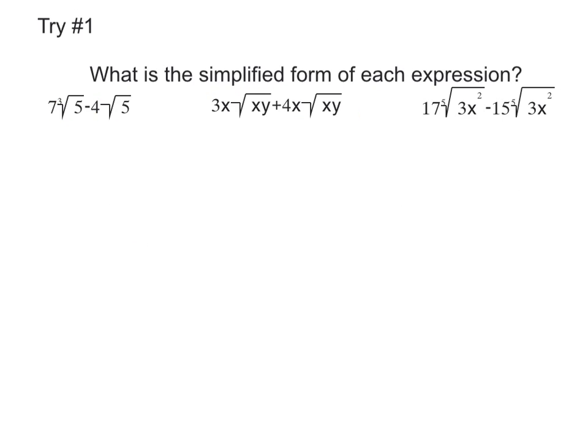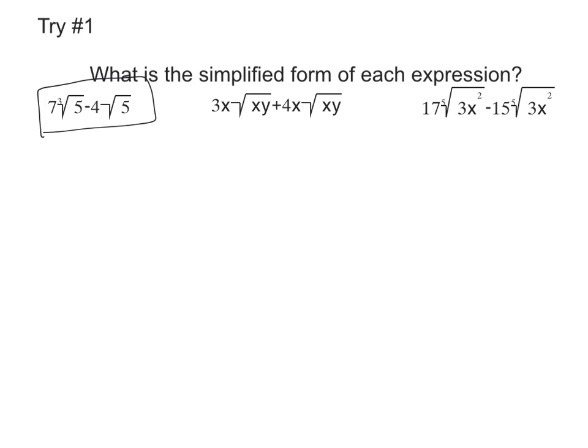Alright, let's go ahead and try this one. So again, we have 7 fifth root of 5 minus 4 square root of 5. We cannot simplify further because we have a fifth root and we have a square root, so this actually is our simplified answer. The next one we have 3x square root of xy plus 4x square root of xy.